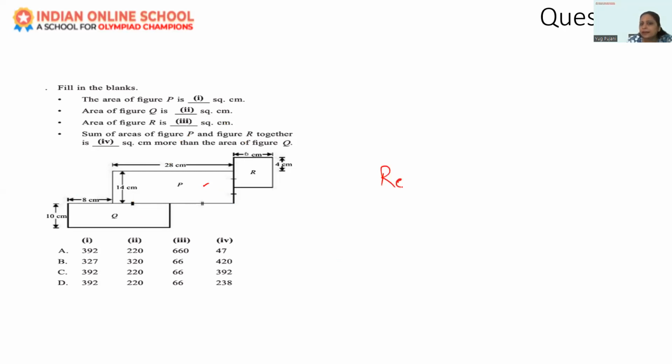It is a rectangle. What is the meaning of area? Perimeter means the boundary of any shape. Area means the inside portion. Just like if I'm showing you this one, that portion is called your area. Without going into much detail, I can use the direct formula. The area of a rectangle is length into breadth.